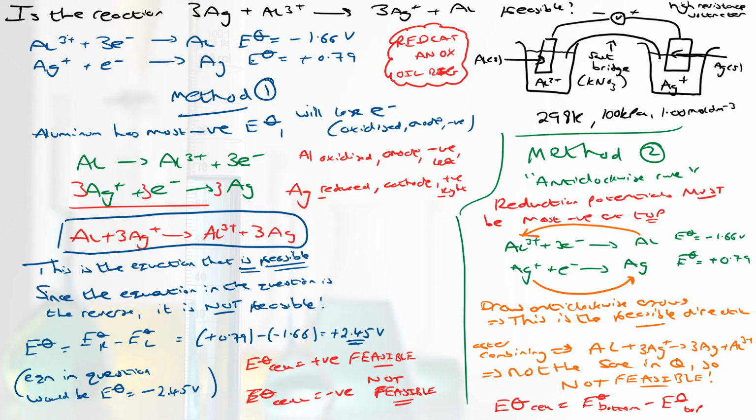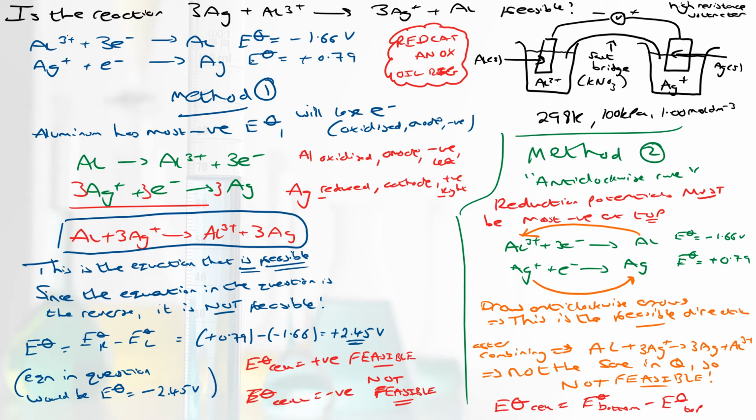Now you can also calculate E cell values from this anti-clockwise rule. In this case, we do the bottom one minus the top one. However, I much prefer method 1, but method 2 is a really, really quick way just to double check that you've got the right answer by doing this anti-clockwise rule. The last thing to mention, as we mentioned in the previous video, is that these electrode potentials are intensive properties. What that means is that they're not affected by the multiplication of them. They're not affected by having multiples of them.